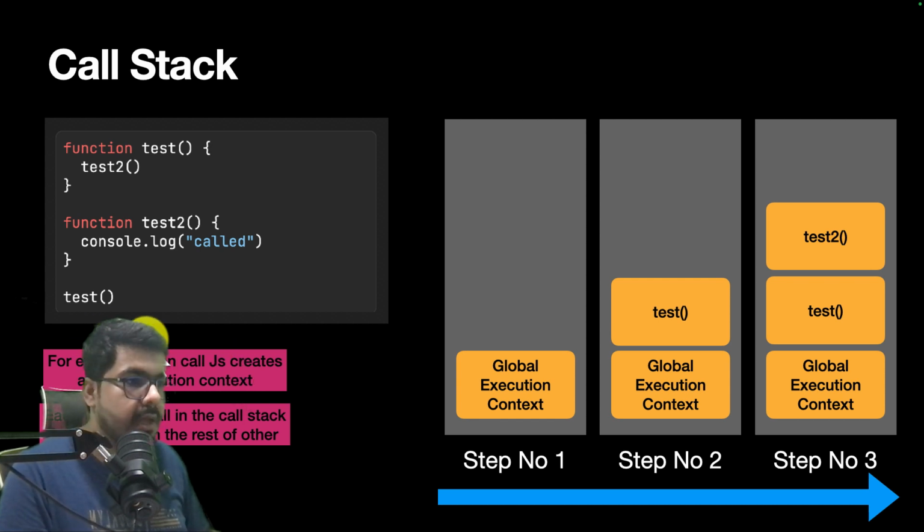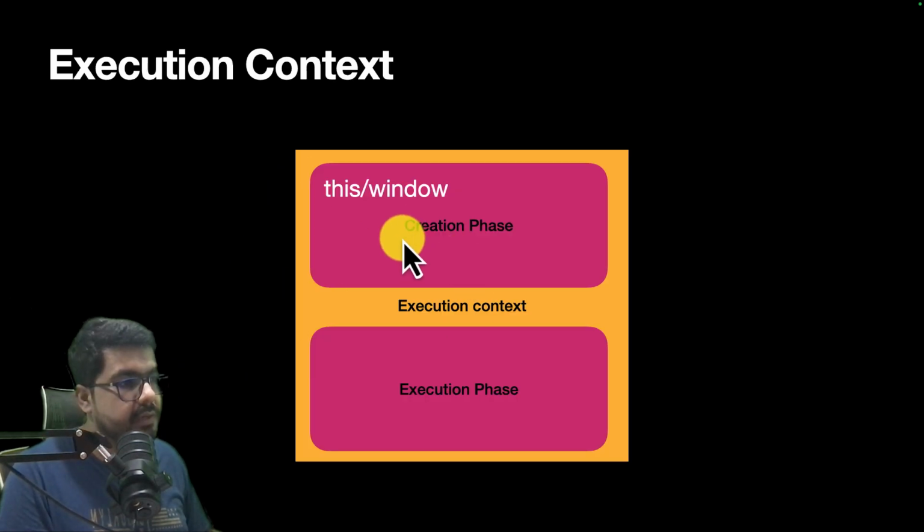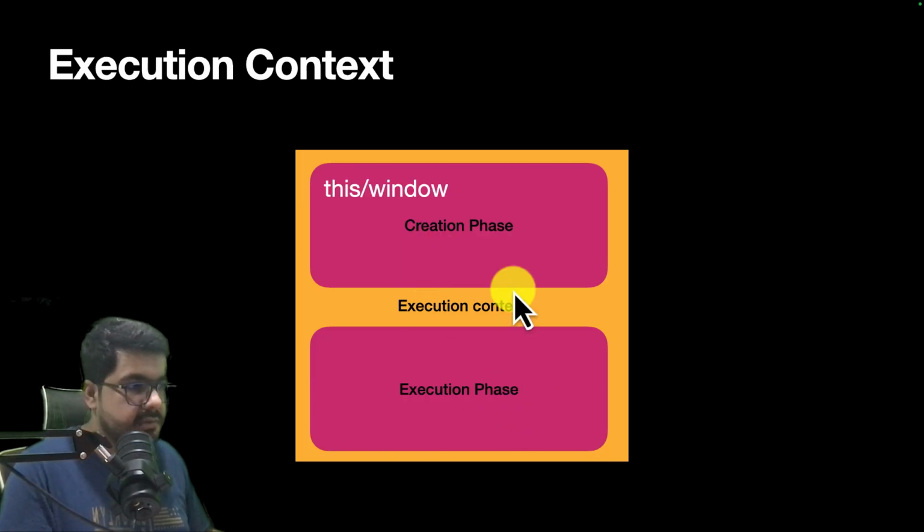So let's move on. Let's understand what the execution context is. In the previous video we also discussed that the execution context has 2 different phases: number 1 is the creation phase, and number 2 is the execution phase.